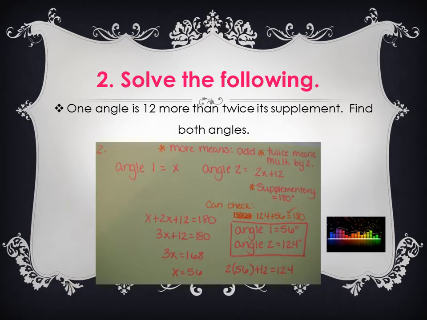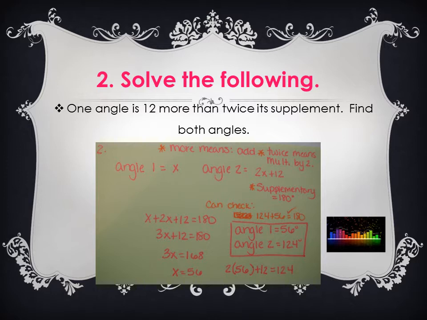The following is a word problem which we need to break up into pieces. We have one angle that is 12 more. 12 more means add 12. Then twice, meaning 2 times. Its supplement, meaning 180 degrees. Find both angles.